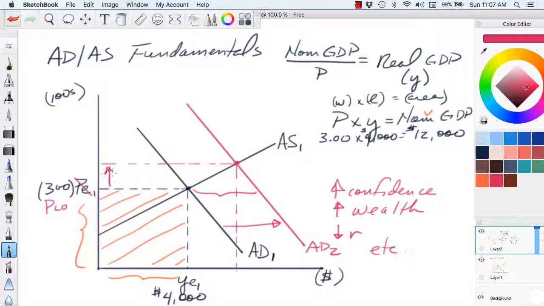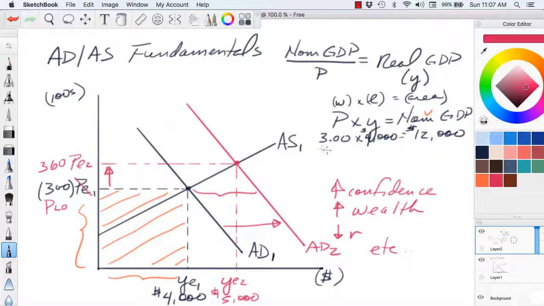to happen? The price level is going to go up to PE2, so say this is 360, and output's going to go up, let's say to 5,000. Just making the numbers up. Okay, so let me get my calculator out here and calculate the new, so 3.6 times 5,000 is 18,000. Nice even number, I like that.